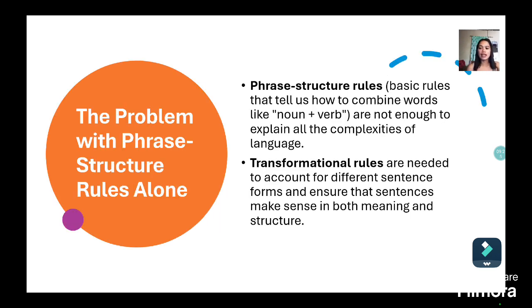Now, the next slide is where we're going to discuss the problem with phrase structure rules alone. Phrase structure rules, the basic rules that tell us how to combine words like noun plus verb, are not enough to explain all the complexities of the language. Also, transformational rules are needed to account for different sentence forms and ensure that sentences make sense in both meaning and structure. So those are some problems with phrase structure rules alone.